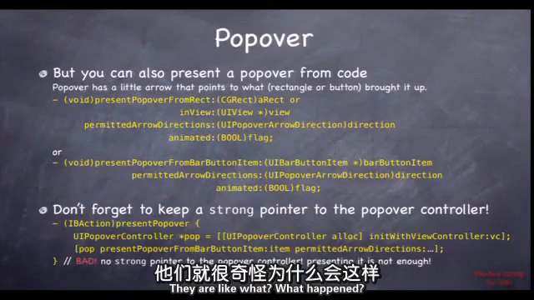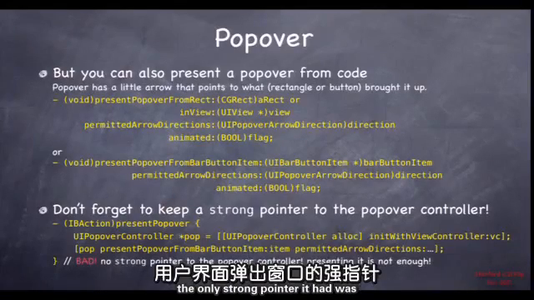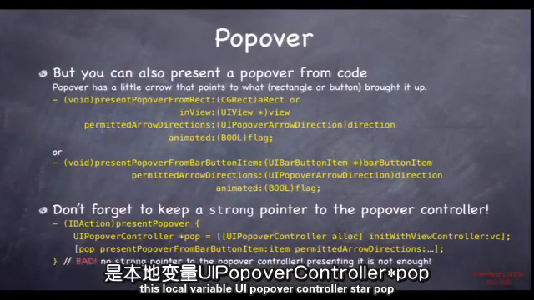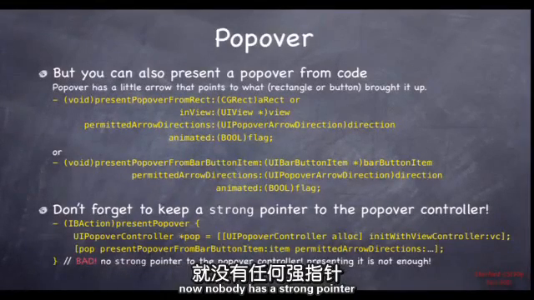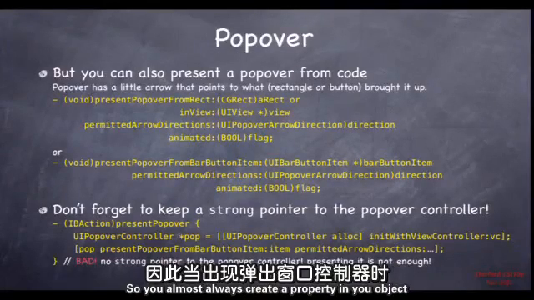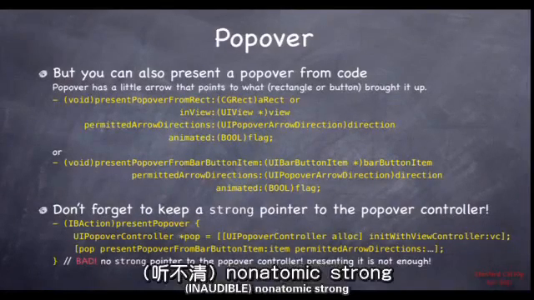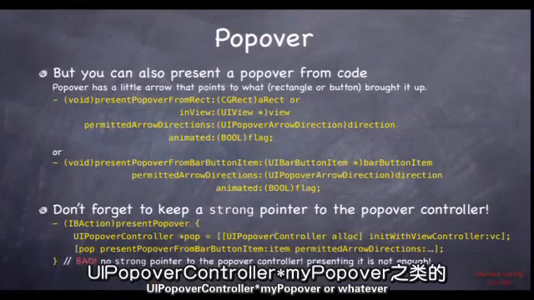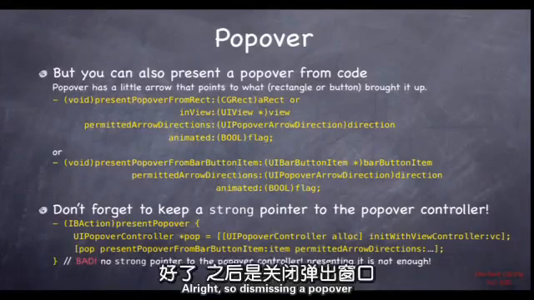And they're like, what? What happened? Well, the reason it crashes is because the only strong pointer the UIPopoverController had was this local variable, UIPopoverController star pop. And when that went out of scope of this method, now nobody had a strong pointer to the UIPopoverController. So you almost always create a property in your object when it puts up a popover controller, right? A strong property. Some @property, nonatomic, strong, UIPopoverController star myPopover or whatever. Does that make sense? Okay.